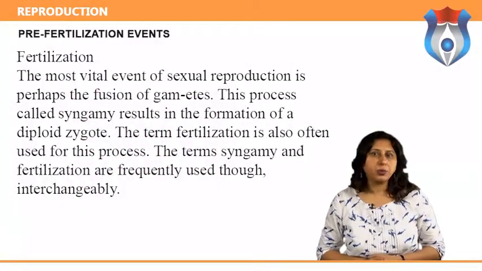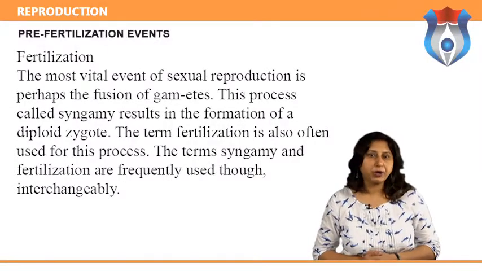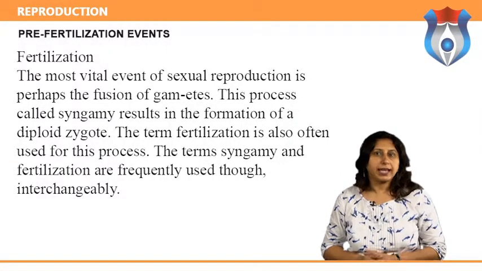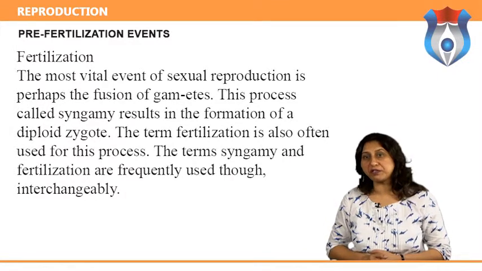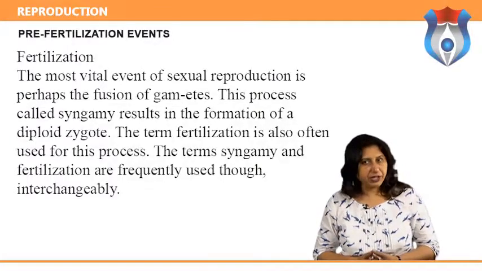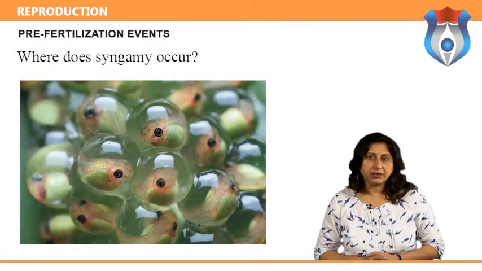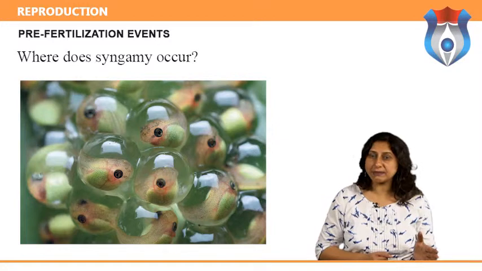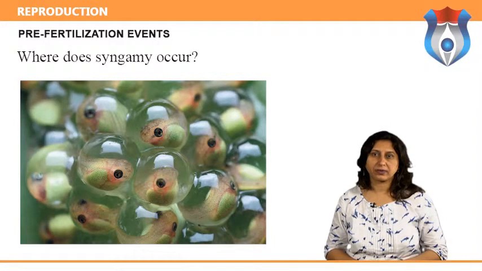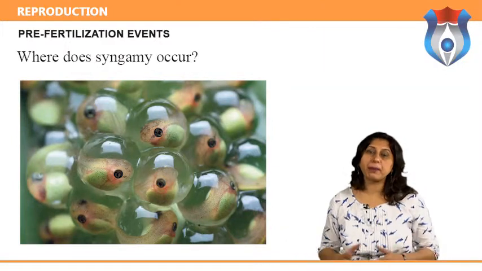Fertilization. The most vital event of sexual reproduction is perhaps the fusion of gametes. This process, called syngamy, results in the formation of a diploid zygote. The term fertilization is also often used for this process. The terms syngamy and fertilization are frequently used interchangeably. Where does syngamy occur? When it occurs outside the body of the organism, like in water, this type of gamete fusion is called external fertilization. This happens in the bony fishes and frogs, where a large number of offspring are produced.